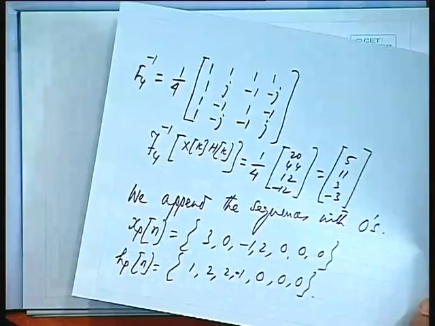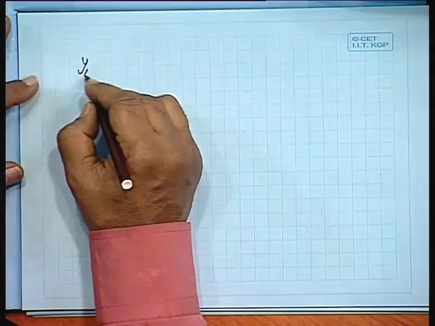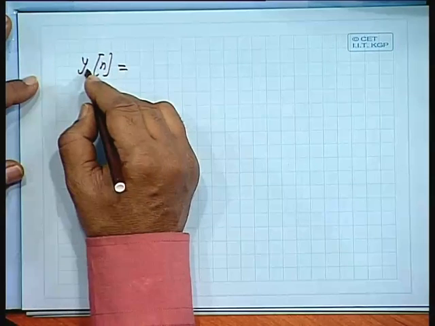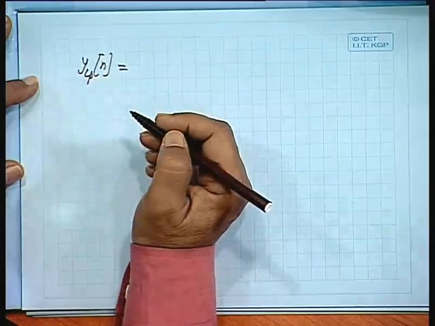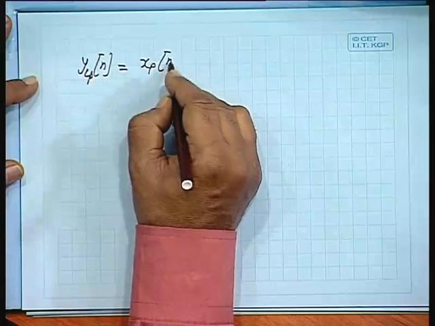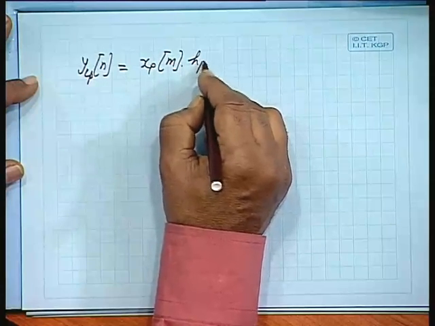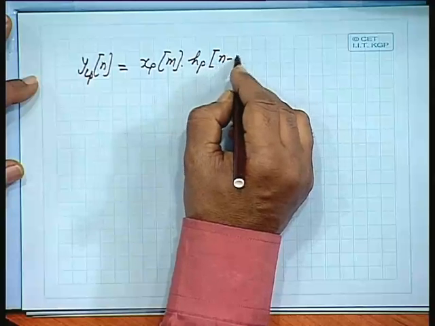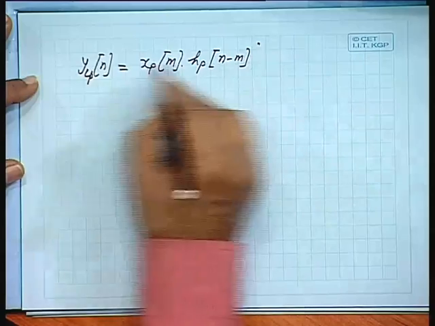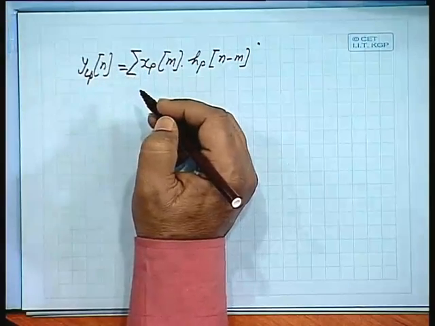Okay. Let us see the convolution itself. The linear convolution of this, y linear convolution, I call that also of the padded sequence: y linear convolution of the padded sequence, that is summation x p m into h p n minus m. What does it look like?